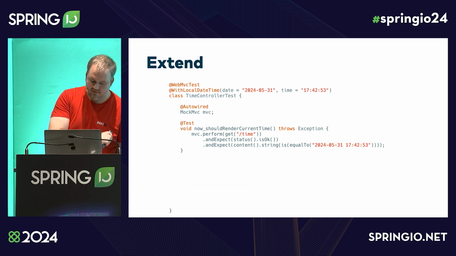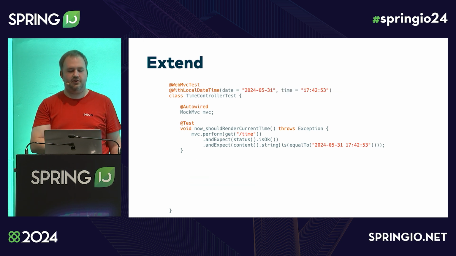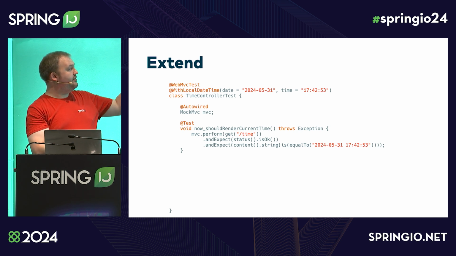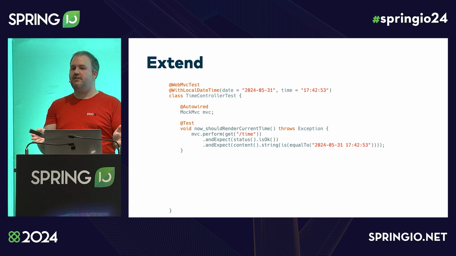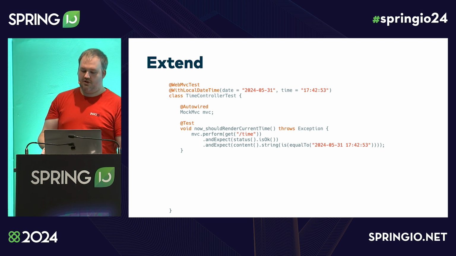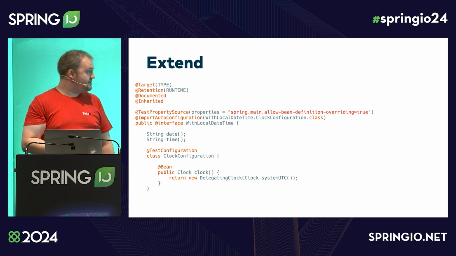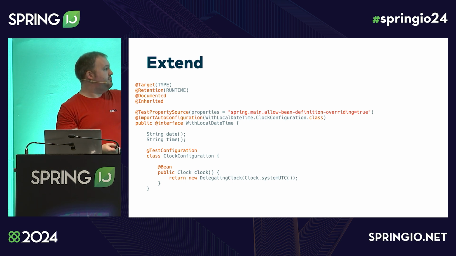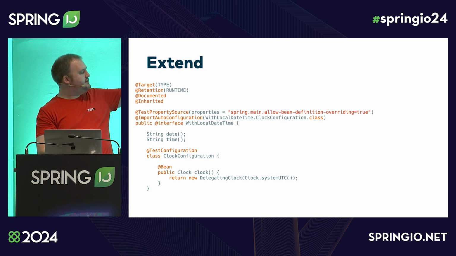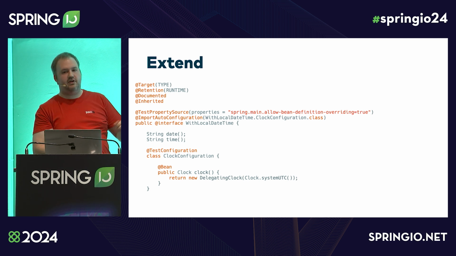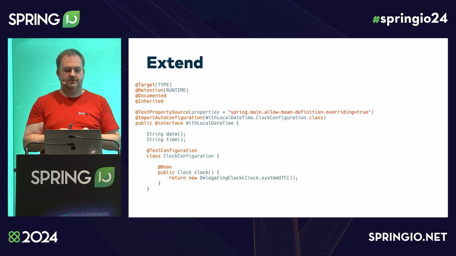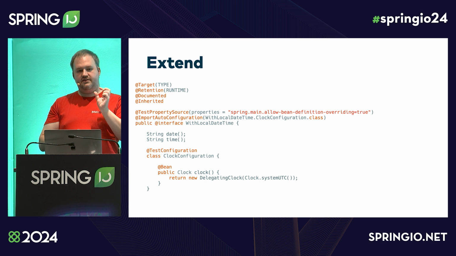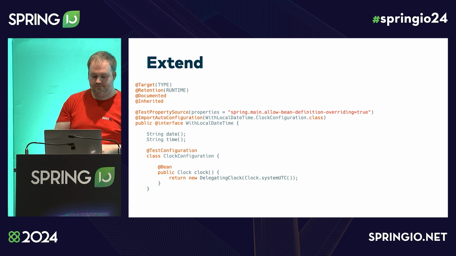So what if we could just replace that whole setup with one annotation, with local date and time? And you've already seen everything that's required for that. So let's write an interface with local datetime with our two properties, with the test property source, and that imports an auto configuration. That auto configuration provides us with a delegating clock. So that's more or less the same code you've seen in the test code. And then we need a second thing you've already seen.